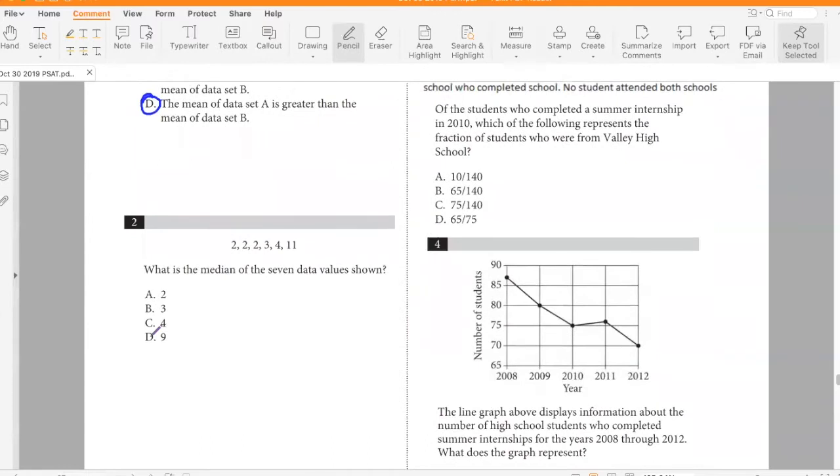What is the median of the 7 data values shown? So when you have an odd number of data values, let's say n, then the median is the (n plus 1) by 2th value. So in this case, that would be the 4th value: 1, 2, 3, and 4. So 3.